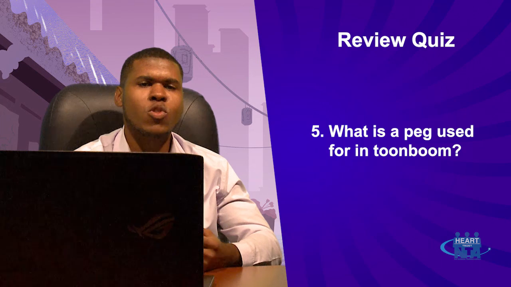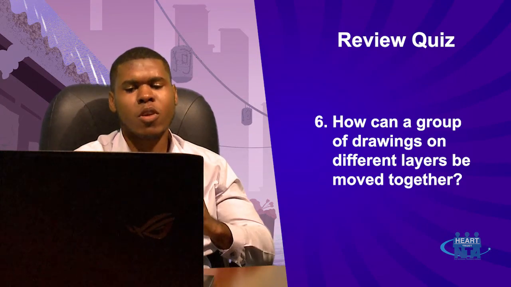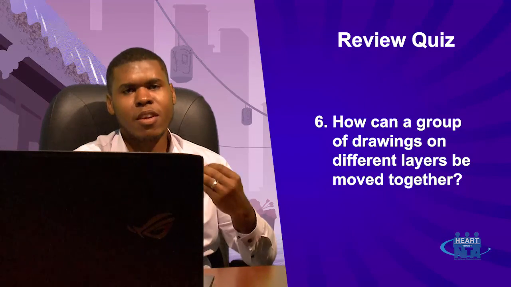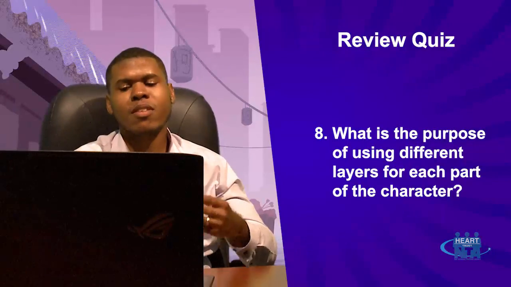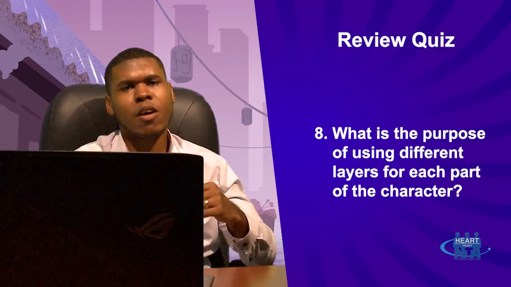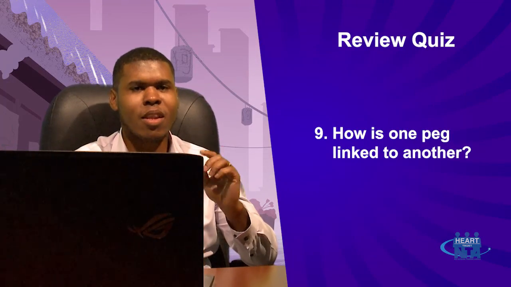What is a peg used for in Toon Boom? How can a group of drawings on different layers be moved together? How do you enter the network view? What is the purpose of using different layers for each part of the character? And lastly, how is one peg linked to another?